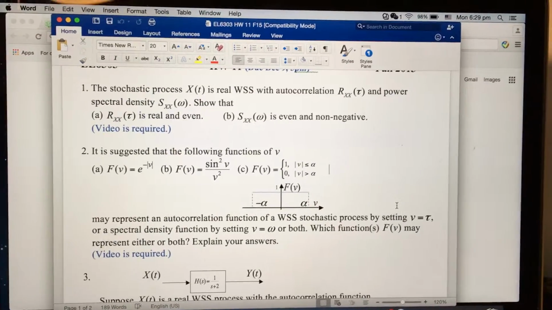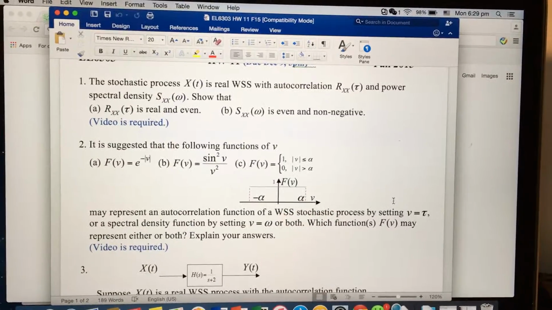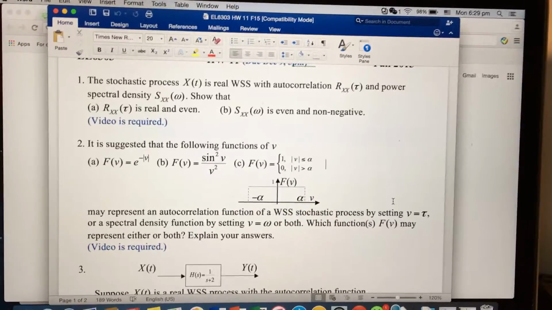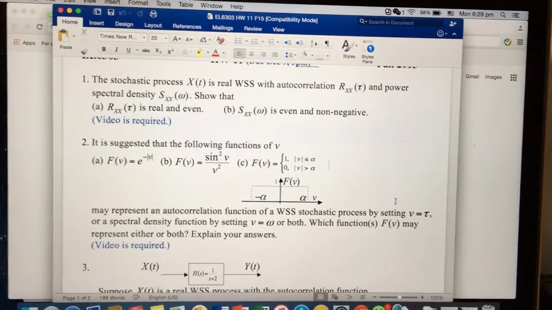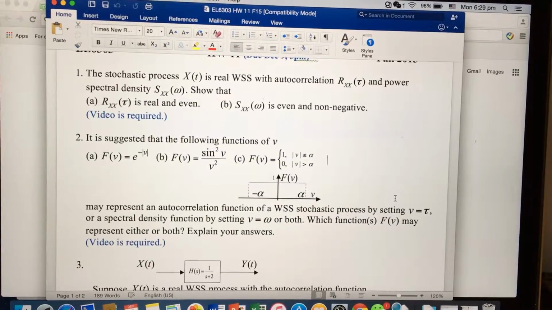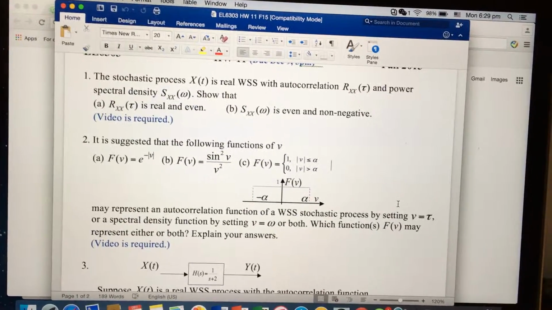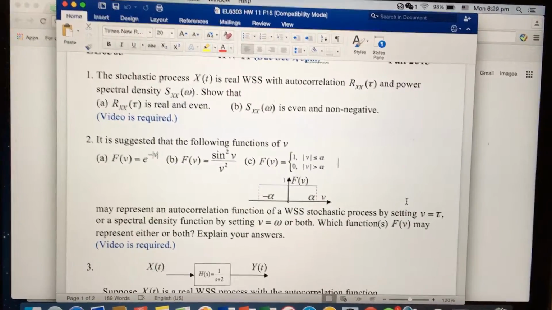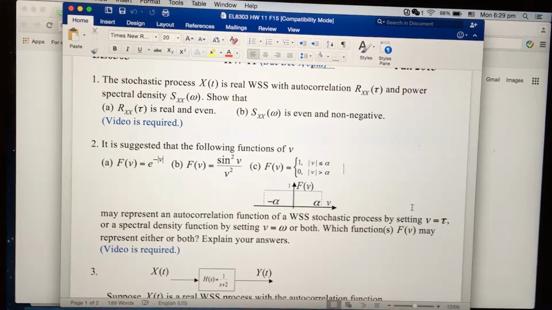Here's the solution to question 2 of homework 11. In question 2, we have to solve 3 problems and figure out whether these functions may represent an autocorrelation function or a spectral density function. Let's begin the solution.